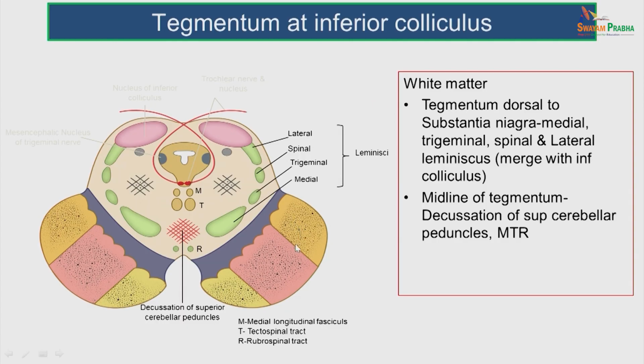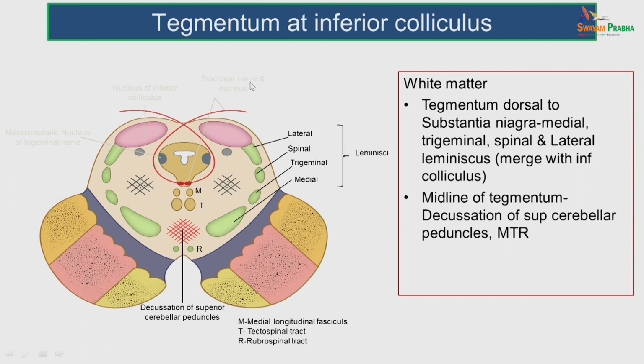Now, the white matter. Just dorsal to the substantia nigra, you can appreciate the fibers which are coming from the pons, that is the medial lemniscus, trigeminal lemniscus, spinal lemniscus and lateral lemniscus. This medial lemniscus carries the fibers from the nucleus gracilis and cuneatus. In the medulla it is oriented sagittally as it comes through the pons and the midbrain. The cuneatus fibers are medial and the gracilis fibers are lateral. Lateral to that we see the trigeminal lemniscus from the trigeminal nerve.